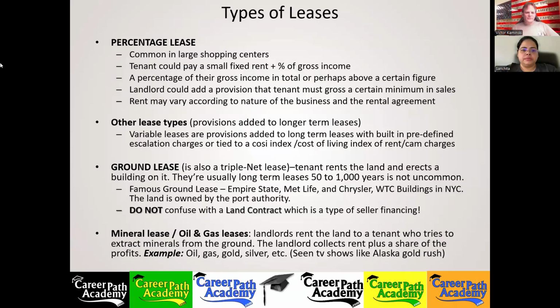All right, so here's just my explanations of the percentage lease again. And then underneath that, we have other types of leases. These are more along the lines of provisions added for longer term leases. So variable leases are provisions added to long-term leases with built-in predefined escalations of the rent, or possibly even CAM charges.